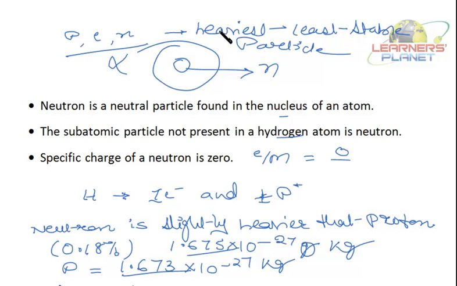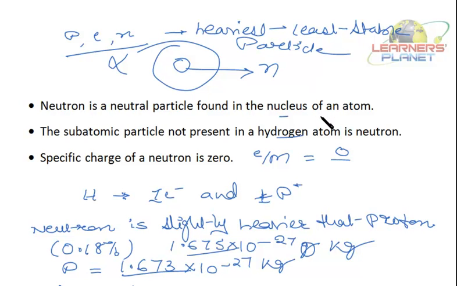And remember, neutron is heaviest among all the elementary particles present in the atom, and it is least stable particle. An isolated neutron dissociates or disintegrates and gives the electron, proton and the neutrino. So an isolated neutron disintegrates and it is least stable. So this is all about the elementary particles present in the atom.